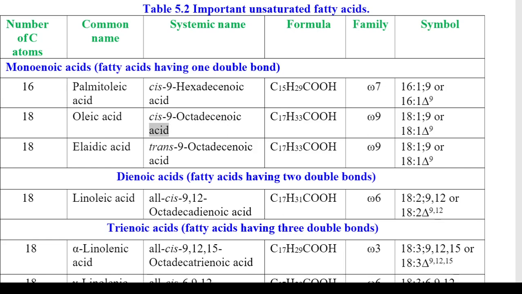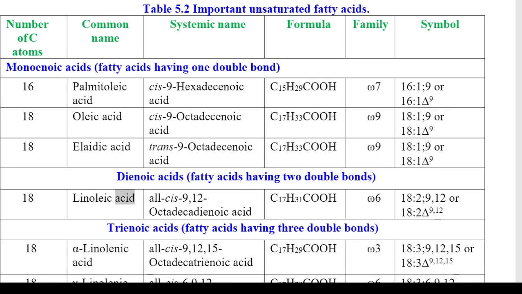Cis-9-octadecenoic acid, C17H33COOH, omega 9, 18:1, delta 9. 18 carbons: elaidic acid, trans-9-octadecenoic acid, C17H33COOH, omega 9, 18:1, delta 9. Dienoic acids, fatty acids having 2 double bonds.